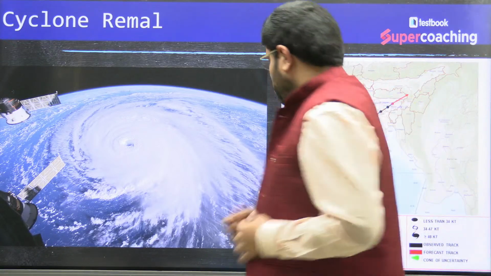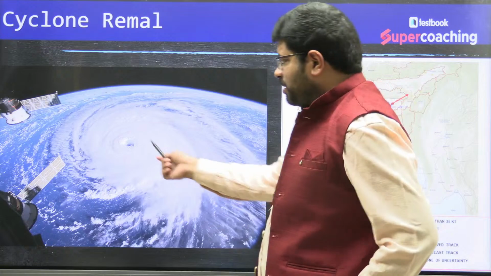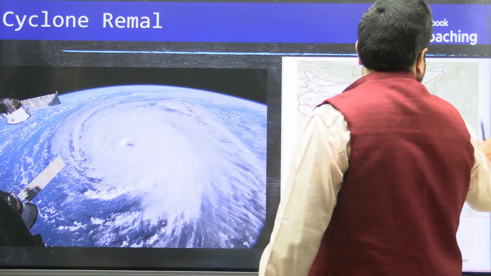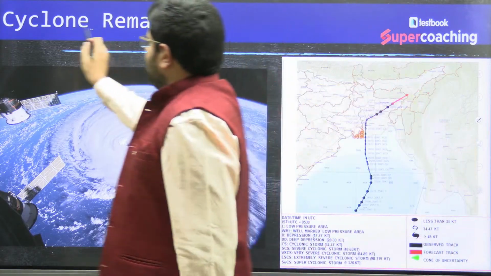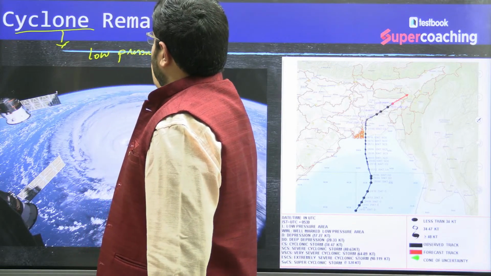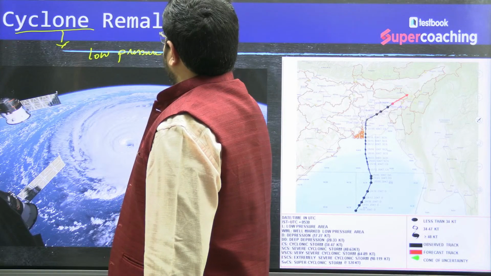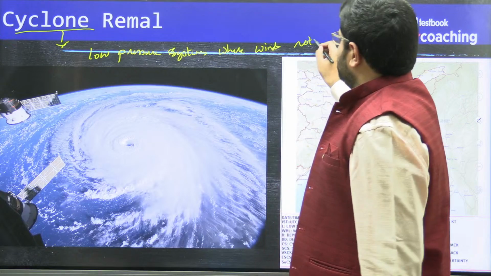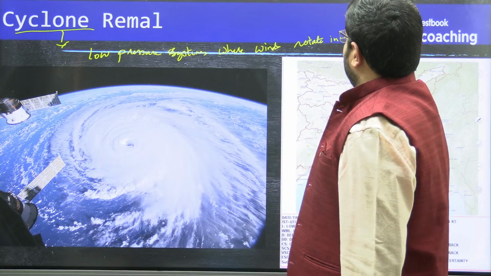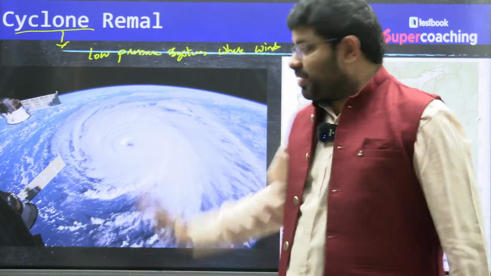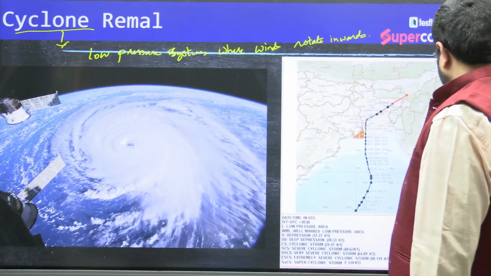Okay, that's good. Now you see, as you can see this picture, you all know cyclones are what? Cyclones are low pressure systems where winds rotate inwards. Let me show you this in a Google picture, in Google Earth.